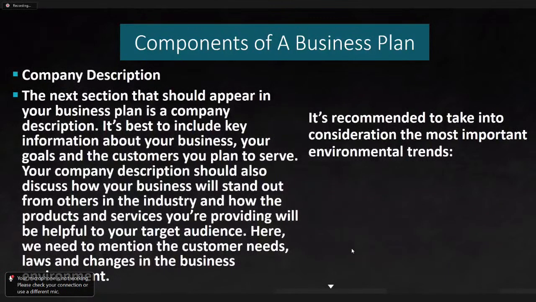The next section that should appear in your business plan is the company description. It's best to include key information about your business, your goals, and the customers you plan to serve. A company description should also discuss how your business will stand out from others in the industry and how the products and services you're providing will be helpful to your target audience. Here we need to mention the customer needs, the laws, and changes in the business environment.